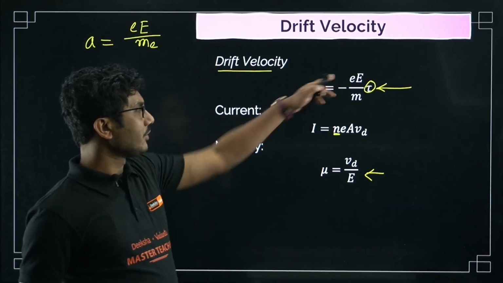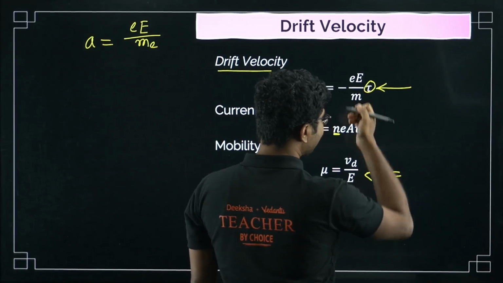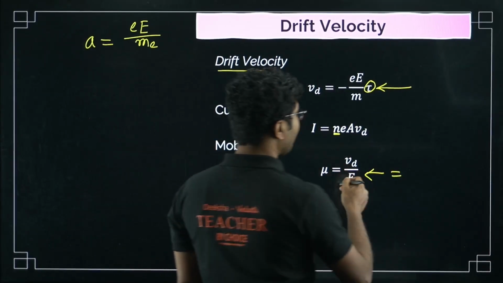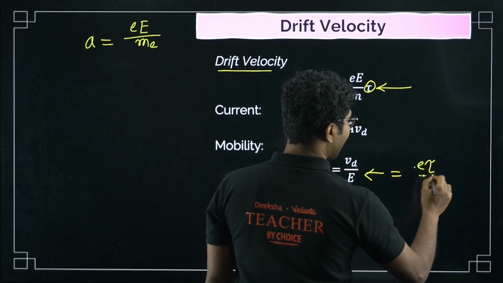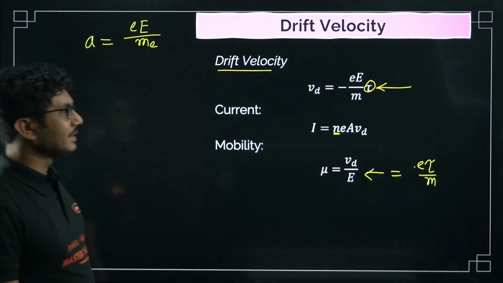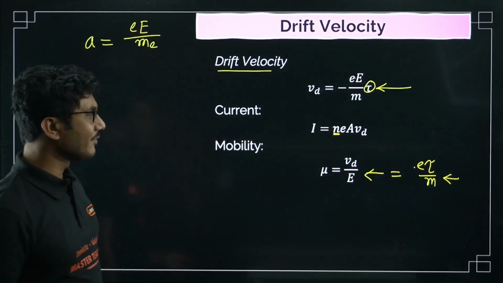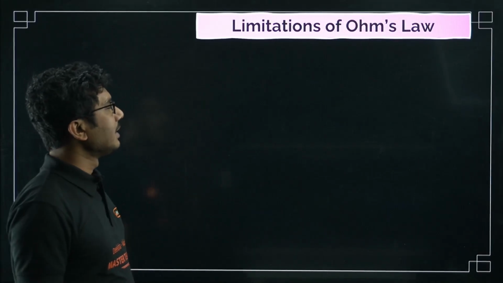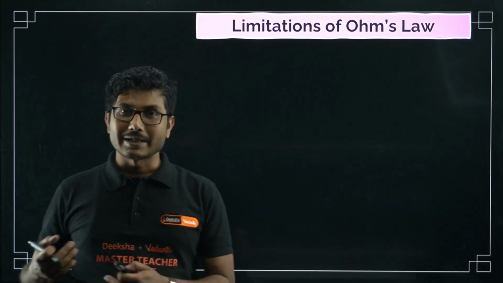From here also you can find mobility, and you can ignore the negative sign for the sake of only the magnitude. So mobility is given by e tau by m, right? You divide Vd by E, so you get this, another equation for mobility. Now if you are preparing for the PU board, there are a lot of derivations involved, but we are not going into the derivation part here. This is for KCET. Formulas are important, concepts are important, and practice is important.